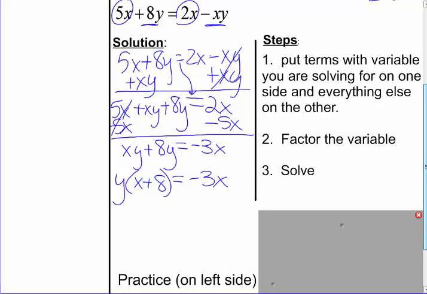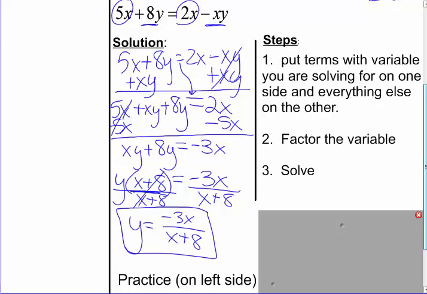So how do I get rid of this x plus 8? This is multiply y times this stuff, so we divide by that stuff because that's the opposite of multiply. Divide. And so that cancels, leaving the y all by itself because we want to get the y by itself. And your answer is negative 3x over x plus 8. That's your answer. That's all you can do. You cannot do anything else. There is no more simplifying. Anything else you try to do with that expression would be illegal. Okay?